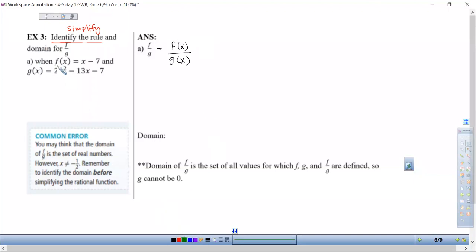Okay, so my f is x minus 7. So I've got x minus 7 over my g is 2x squared minus 13x minus 7. And so when I'm doing this, because I have to simplify, you want to factor any quadratics you can.